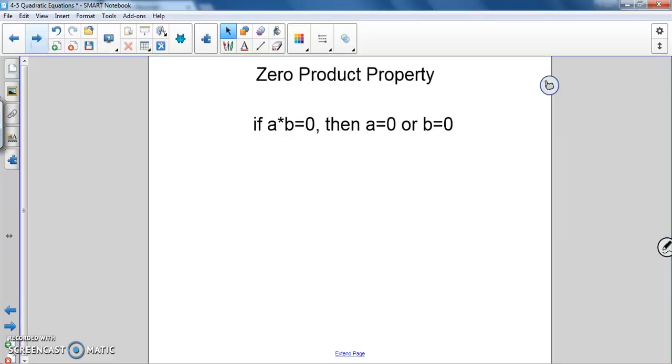The way we can do this is by using the zero product property. And the zero product property tells us if we have a product, A times B, and it is set equal to 0, then we know that A equals 0 or B equals 0. We know this because if A is 0, no matter what B is, 0 times B will always be equal to 0. And vice versa. If B is equal to 0, A times 0 is equal to 0.